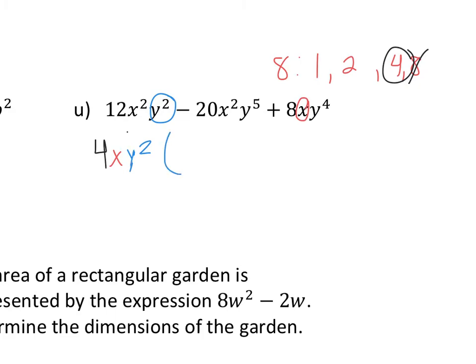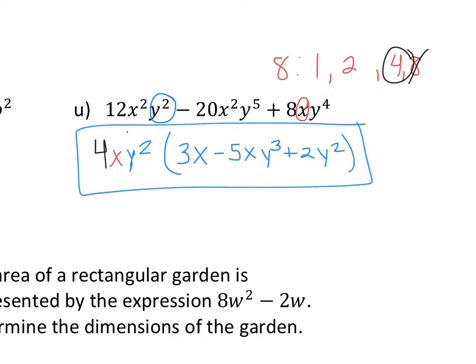All right. 12 divided by 4 is 3. X to the second divided by x is x. Y squared divided by y squared cancels out. Negative 20 divided by 4 is negative 5. X squared divided by x is x. Y to the fifth divided by y squared is y to the third. Positive 8 divided by 4 is positive 2. X divided by x cancels out, so I don't write an x. Y to the fourth divided by y squared is y squared.